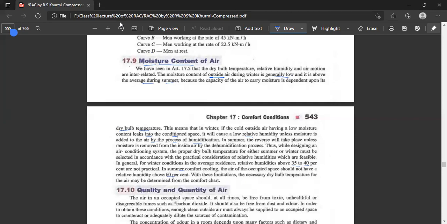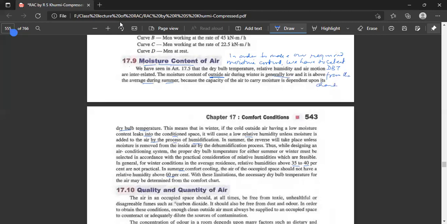So with this limitation, the necessary dry bulb temperature for the air may be determined from the comfort chart. In order to get our required moisture content, we have to maintain the dry bulb level accordingly. We have to select the dry bulb temperature from the chart.